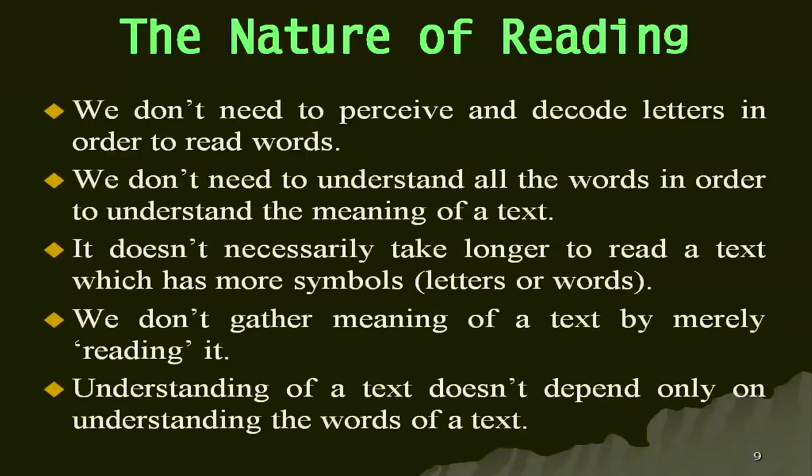We do not need to understand all the words in order to understand the meaning of a text. As I mentioned, there are certain sight words, function words, for which you do not have to really understand the meaning. You can guess the meaning by looking at them. Also, when we read a larger text, many words we skip. We do not sometimes gather meaning of a text by merely reading it. Understanding of a text does not depend only on understanding the words of a text. Meaning lies somewhere else also.